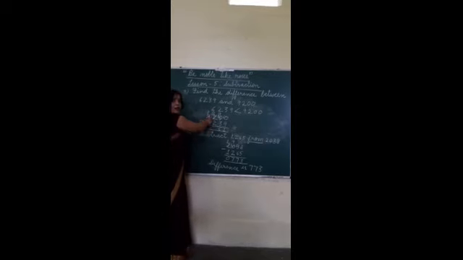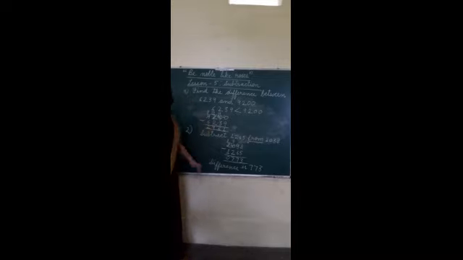2 taken away from 11. What is left? 9. And 6 taken away from 8. What is left? 2. So now how will you read this 2961? Is it your answer? No. This is your difference. You will write 2961 is the difference. Okay?